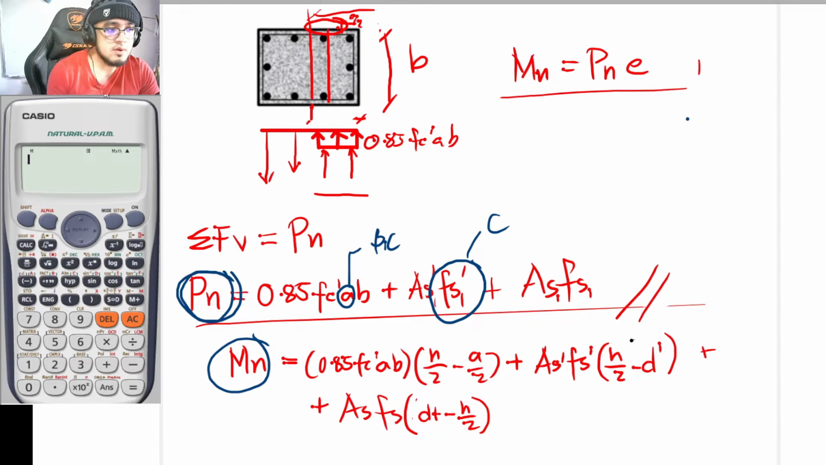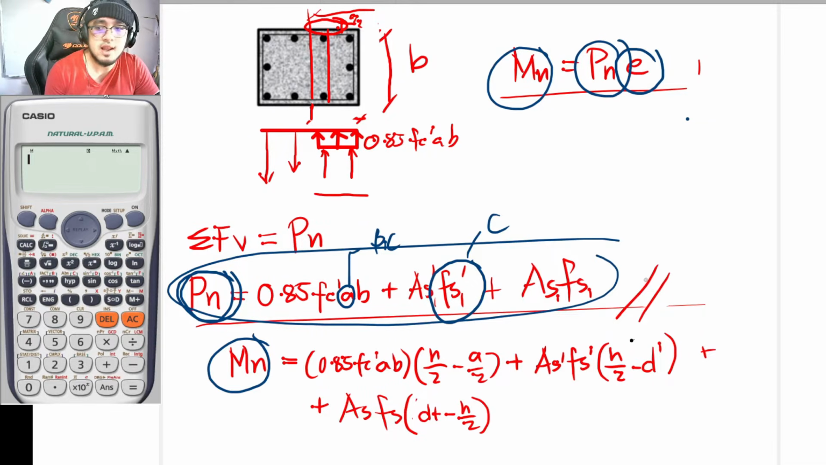Okay, guys, so if you are to tackle these kinds of problems, in most cases your eccentricity is already given. So, proceeding. How can we solve for, let's say, our Mn and our Pn if we cannot use these equations directly?